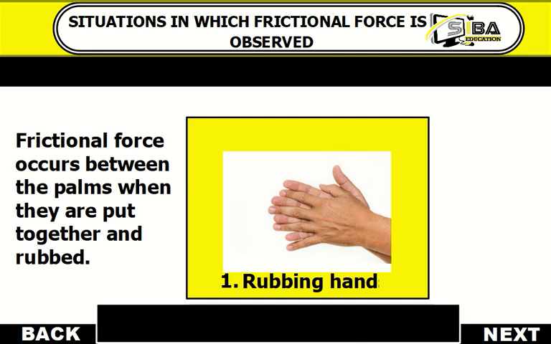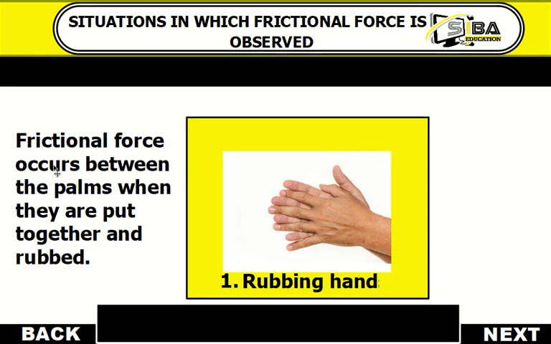Let's look at this activity or situation. When we look at this picture, you can see that there's something going on. What is going on? You can see a human hand rubbing the two hands together. So it's one type of situation in which friction can be observed.